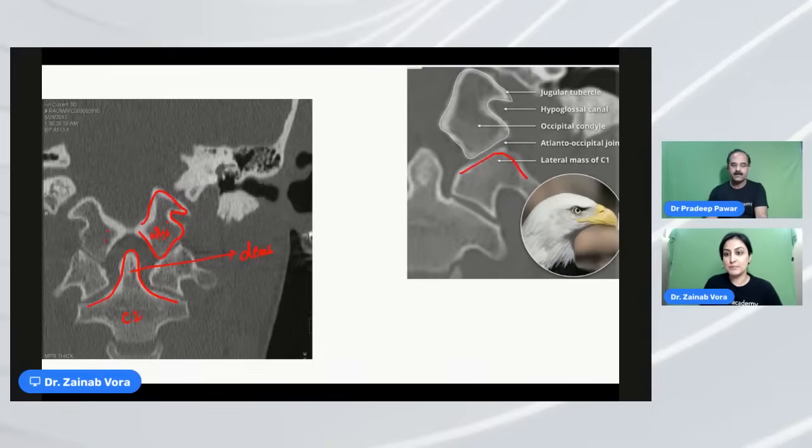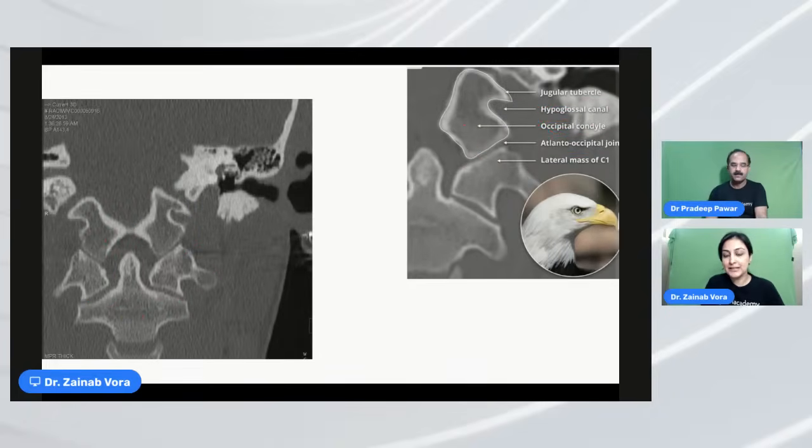You see the occiput. Okay, so this is the occipital condyle, and here you have the lateral masses of the atlas. All right, so this is atlas, occipital condyle, and this is the atlanto-occipital joint. Now look at the eagle's mouth here in the occipital condyle. So this particular canal which is within the occipital condyle is the hypoglossal canal, and here you have the atlanto-occipital joint. So one more time, let's quickly revise this particular section because it is very, very important.